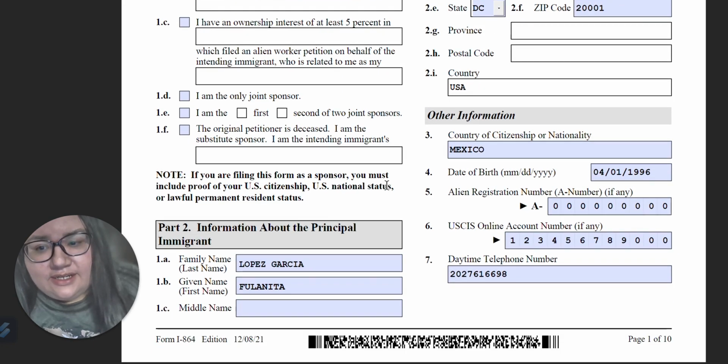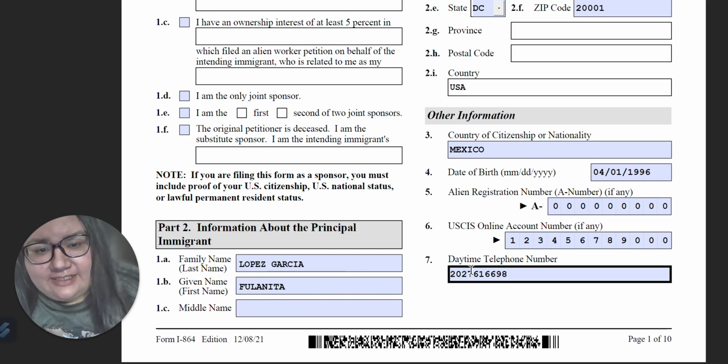Now, if you notice, in part 2 it's no longer going to be asking about the sponsor. It immediately jumps into asking about the principal immigrant, which is what we call the beneficiary of the adjustment of status application. All right, so in our scenario, our beneficiary is Fulanita Lopez Garcia. So we've gone ahead and filled out her name here, Fulanita Lopez Garcia.